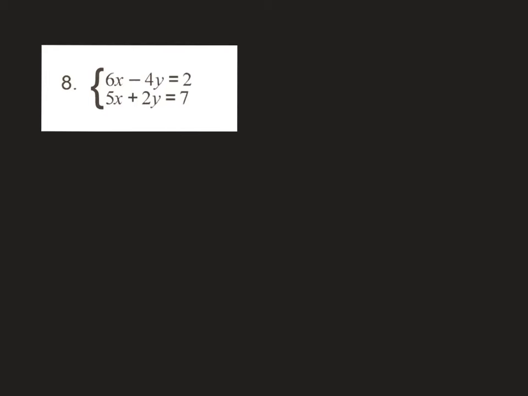Okay, so in number 7, I did one that was a little bit harder in hopes that these next couple would be a little bit easier for you to get through. We went from 3 variables to 2 variables. So we've got 6x minus 4y equals 2 and 5x plus 2y equals 7. So we're going to write that as an augmented matrix.